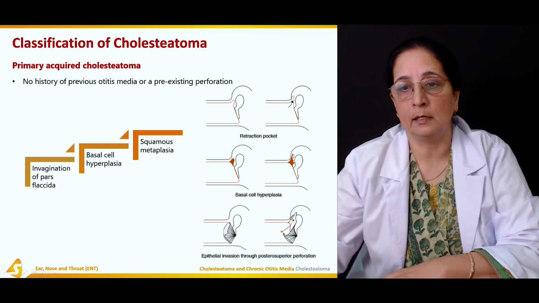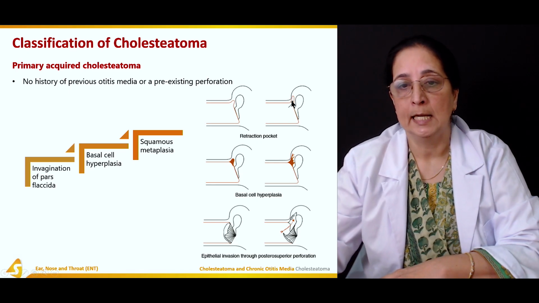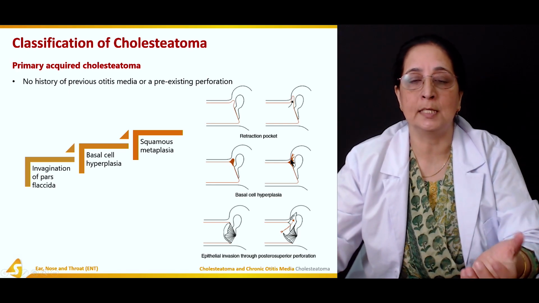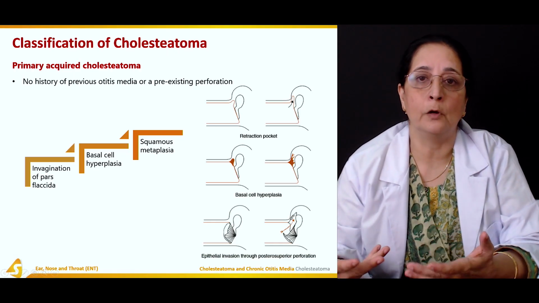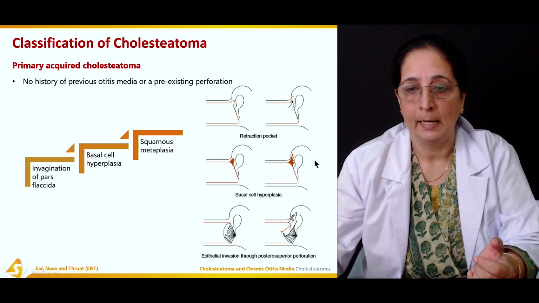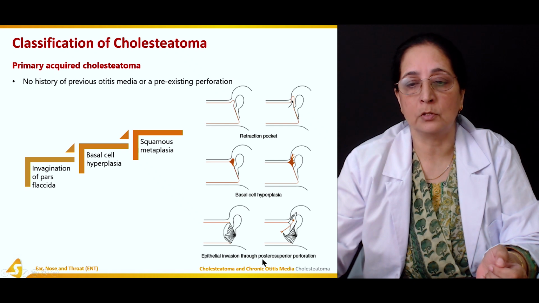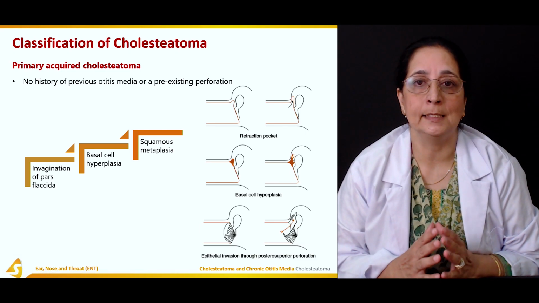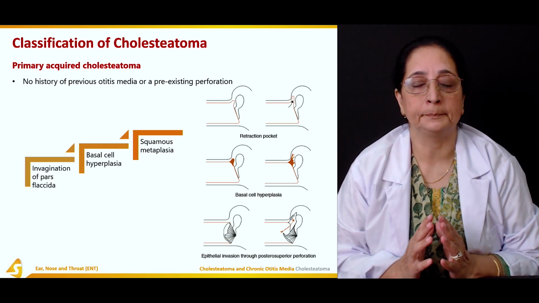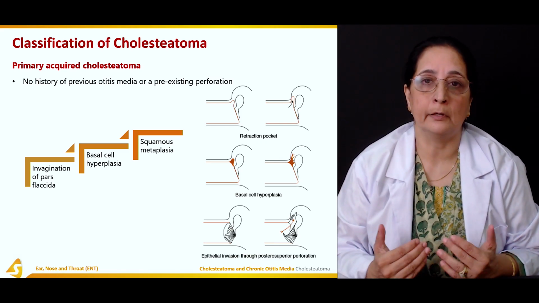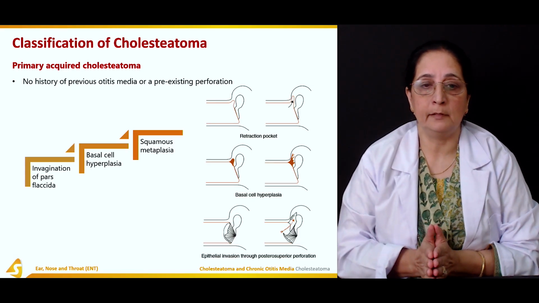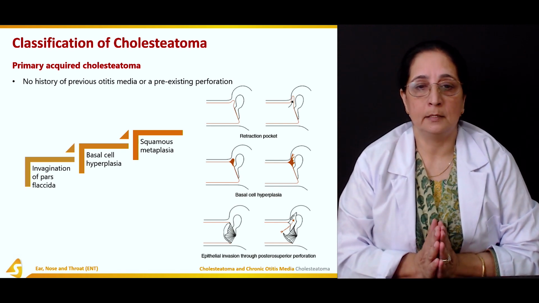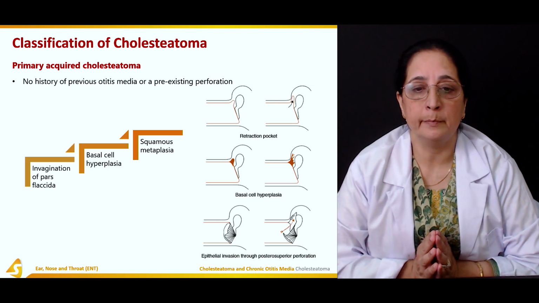So here you can see this is the retraction pocket. They are showing the retraction pocket of the tympanic membrane. Then basal cell hyperplasia: the cells present in the base are getting developed, hyperplasia, excessive growth of the cells. And then also epithelial invasion through postero-superior perforation. If there is a perforation or hole in the tympanic membrane, there is proliferation of epithelial cells through that perforation, and it can cause cholesteatoma. So these are the different types of primary acquired cholesteatoma in which there are no pre-existing conditions and there is invagination of pars flaccida, basal cell hyperplasia, and squamous metaplasia.